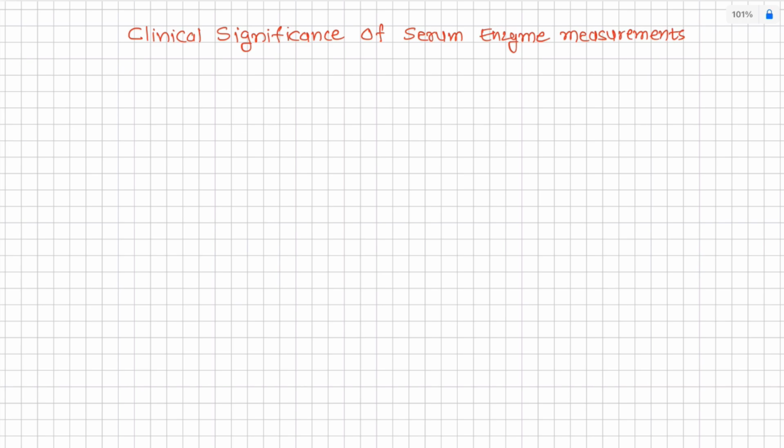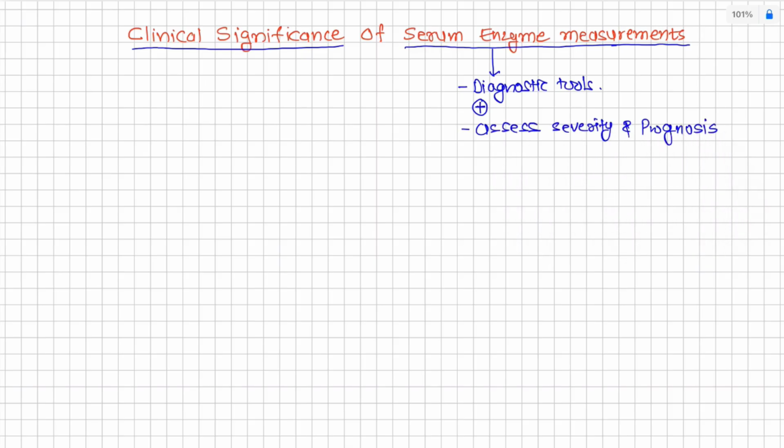In this video tutorial, I am going to discuss the clinical significance of serum enzyme measurements. These serum enzyme measurement tests are very important diagnostic tools in modern medicine. In addition to this, they also help us to assess the severity and prognosis of the diseases. Prognosis means whether a patient is improving or deteriorating.